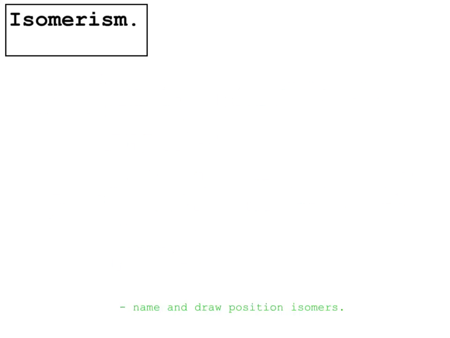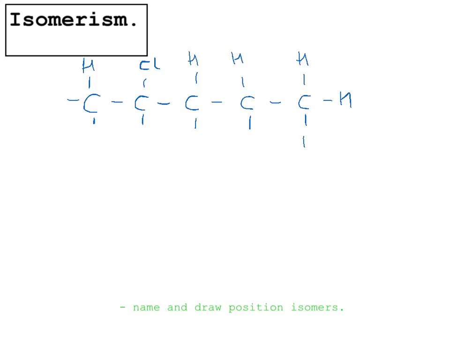The first type of isomerism is position isomers. I'm going to give you an example of this. So here is a haloalkane. I'm going to draw all the different bits. We've got 5 carbons and we've got a chlorine there on the second carbon. So this is called 2-chloropentane because the longest chain is 5 carbons and the chlorine's on the second carbon.